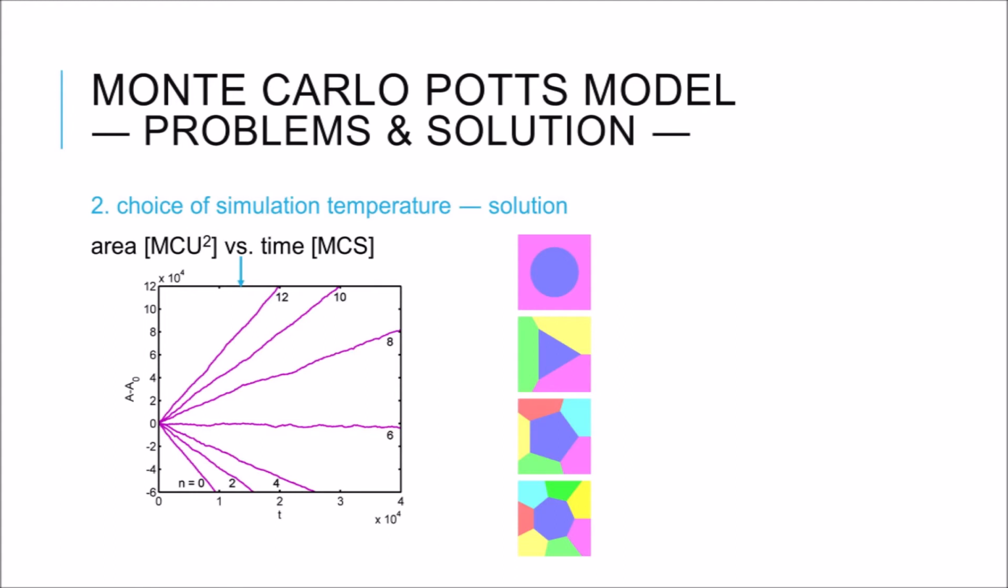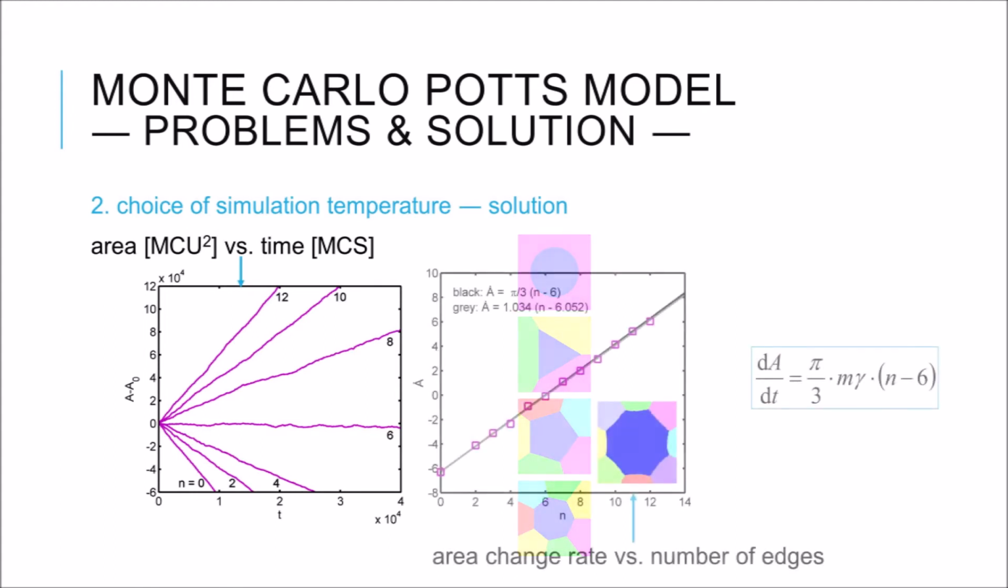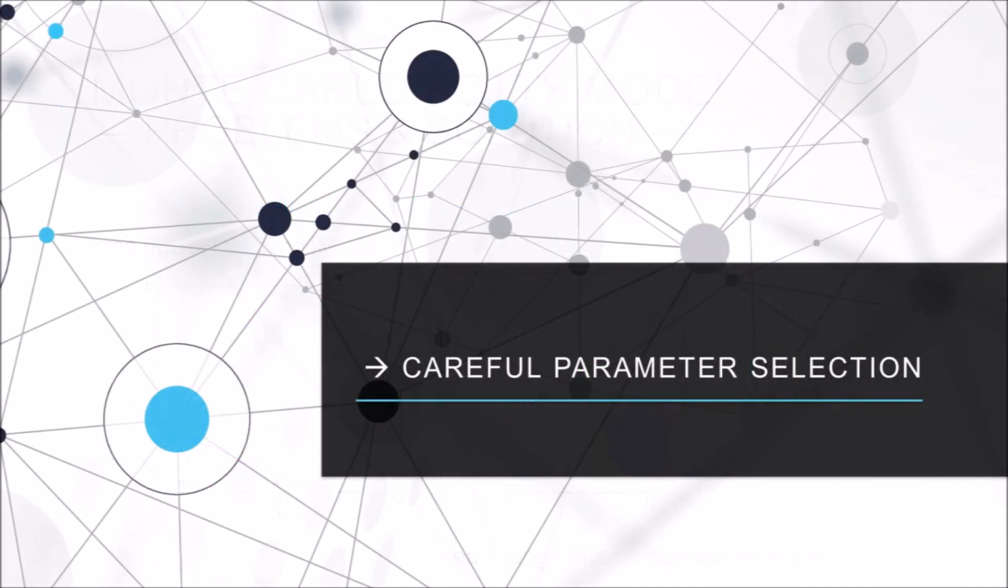And we can plot the area change rate as the number of edges, and we can see that basically a linear least squares fit is identical to the prediction by von Neumann and Mullins. So we found for this very implementation just the perfect simulation temperature. What is the takeaway message here? Be careful with your parameter selection.